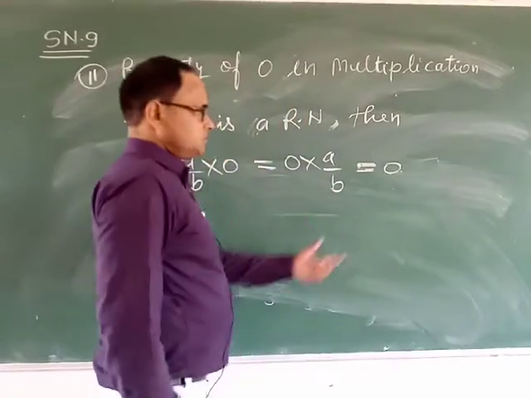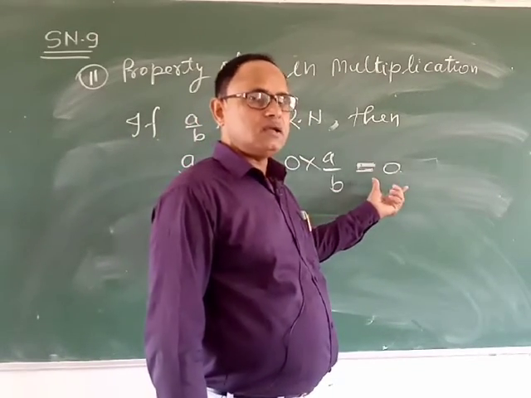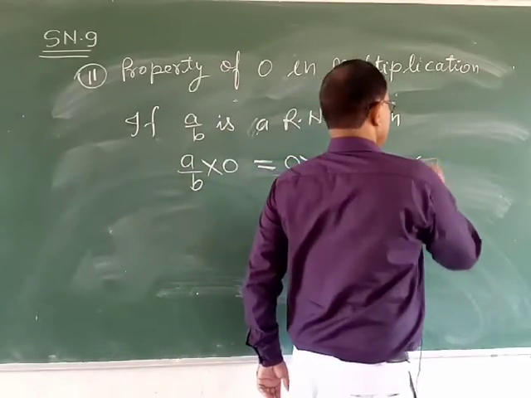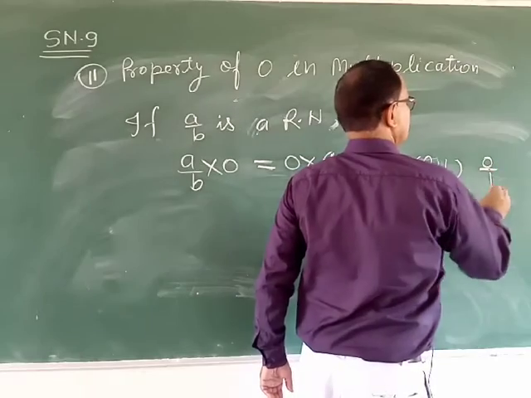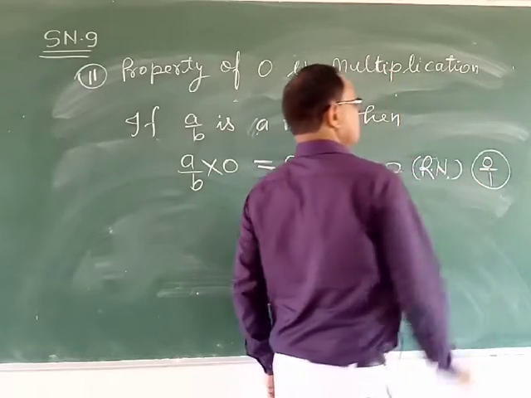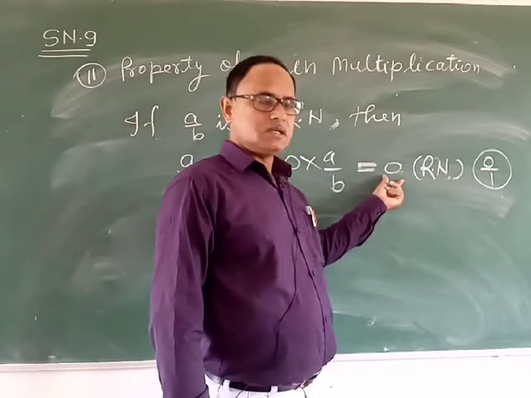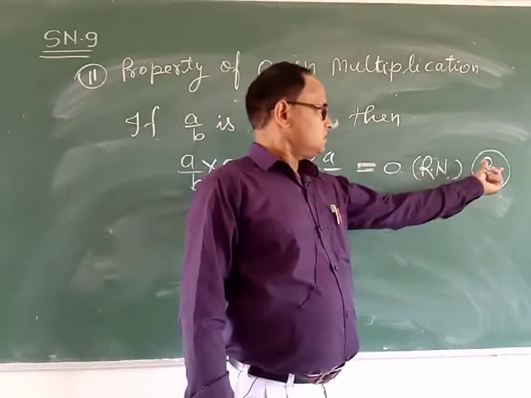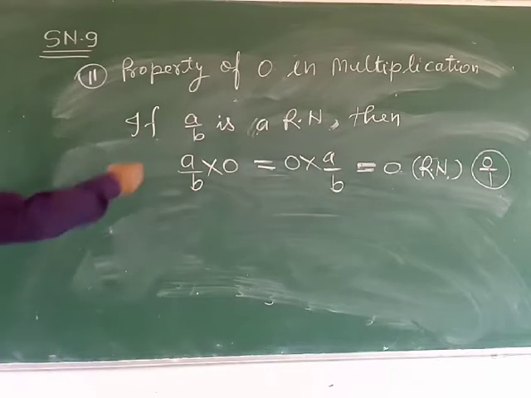Here 0 is also a rational number because 0 is an integer, and all integers are rational numbers. Here you can write it in rational form: 0 by 1 is the rational form, but here 0 is an integer. Then 0 is a rational number. All integers are rational numbers.